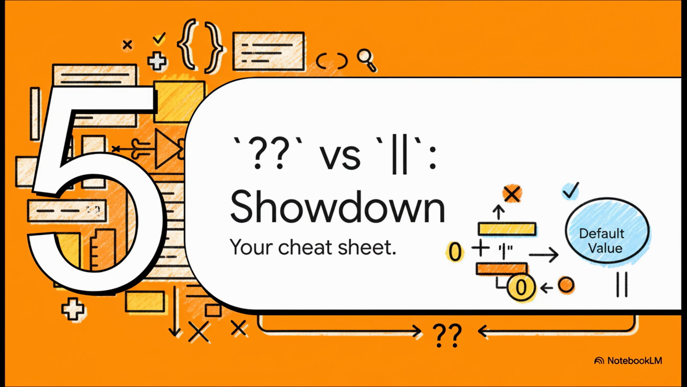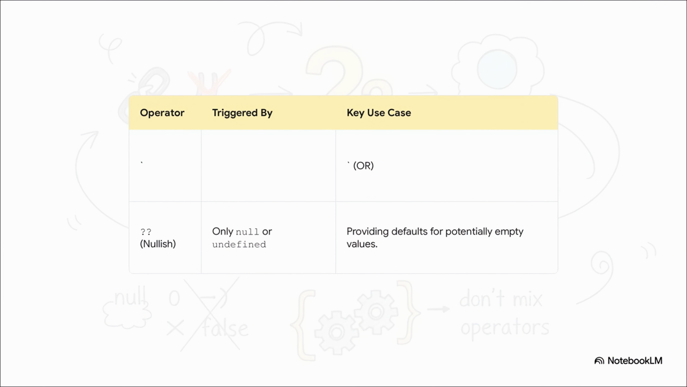Okay, that was a lot to take in. So let's bring it all home with a final showdown. This is your quick and dirty cheat sheet for knowing exactly when you should reach for ?? and when you should stick with the old school ||. It really just boils down to this simple choice.